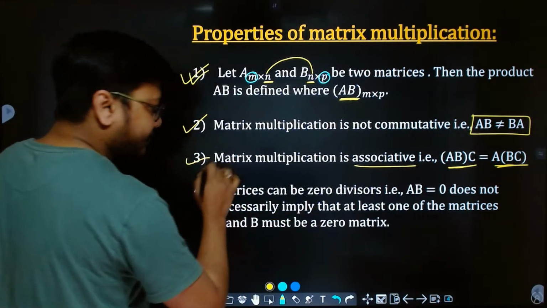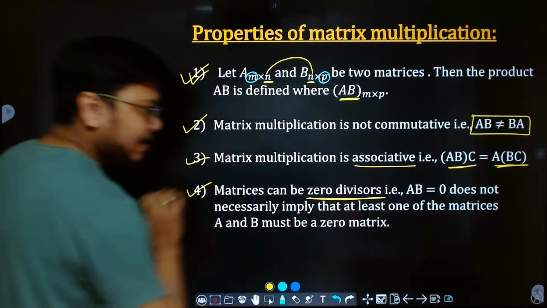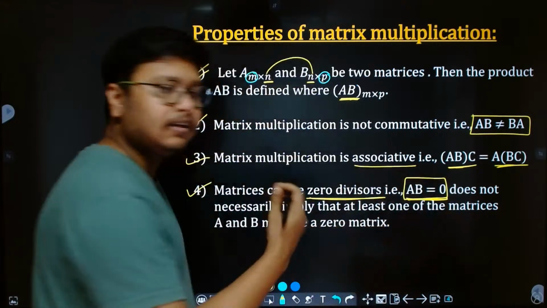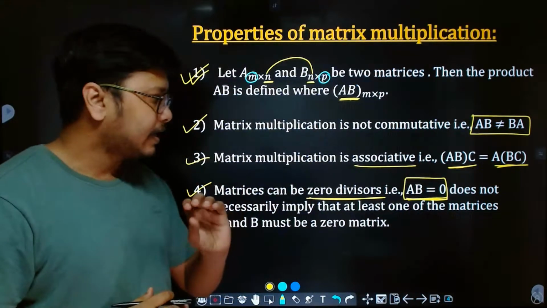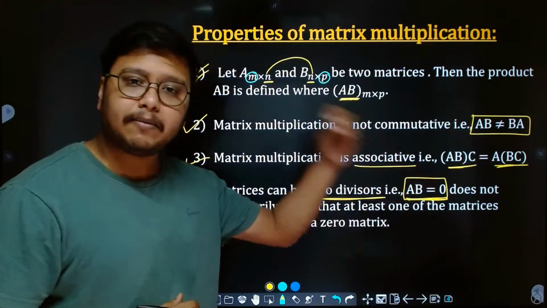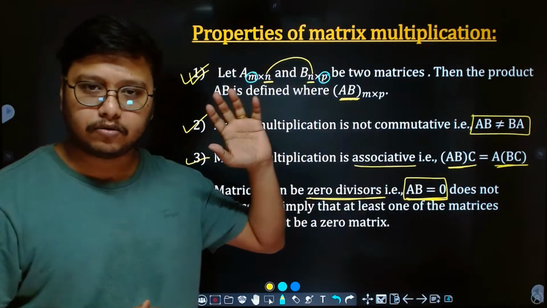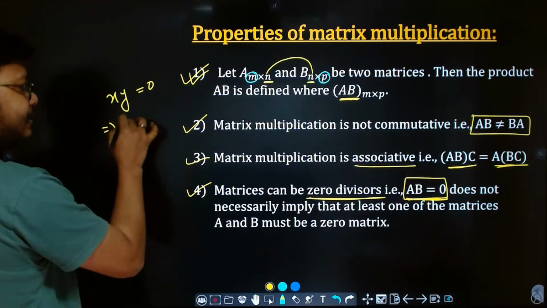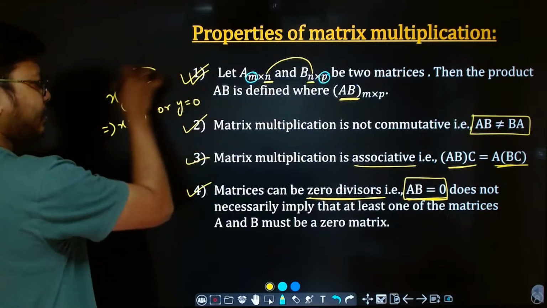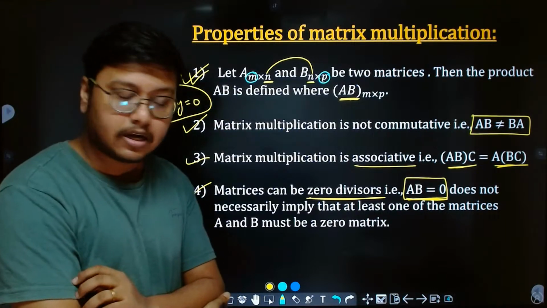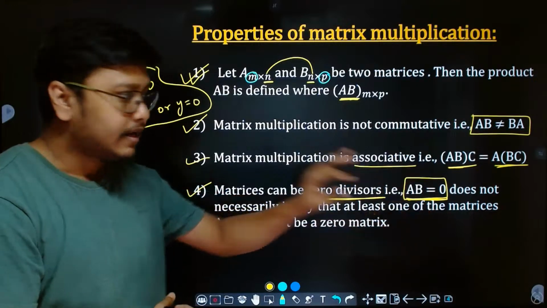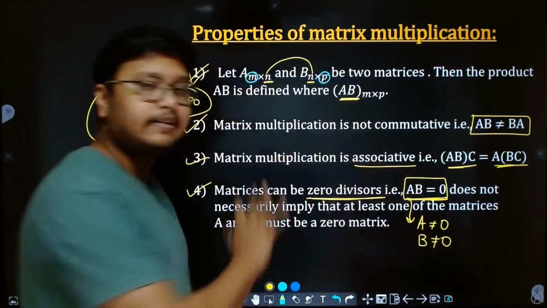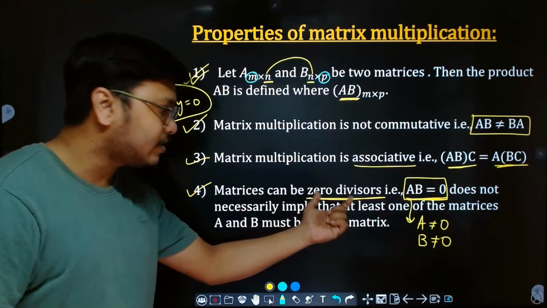Then matrices can be zero divisors. Zero divisors means that if you take the product of two matrices and the value of the product is a zero matrix, it can happen that both A and B are non-zero, still their product is zero. See, this never happens in real numbers. If I say x into y is 0, that means either x is 0 or y is 0. So one of them has to be 0 in case of real numbers. But in case of matrices, that is not the same. It may happen that A is non-zero, B is also non-zero, still their product is 0. So this property is called zero divisors.